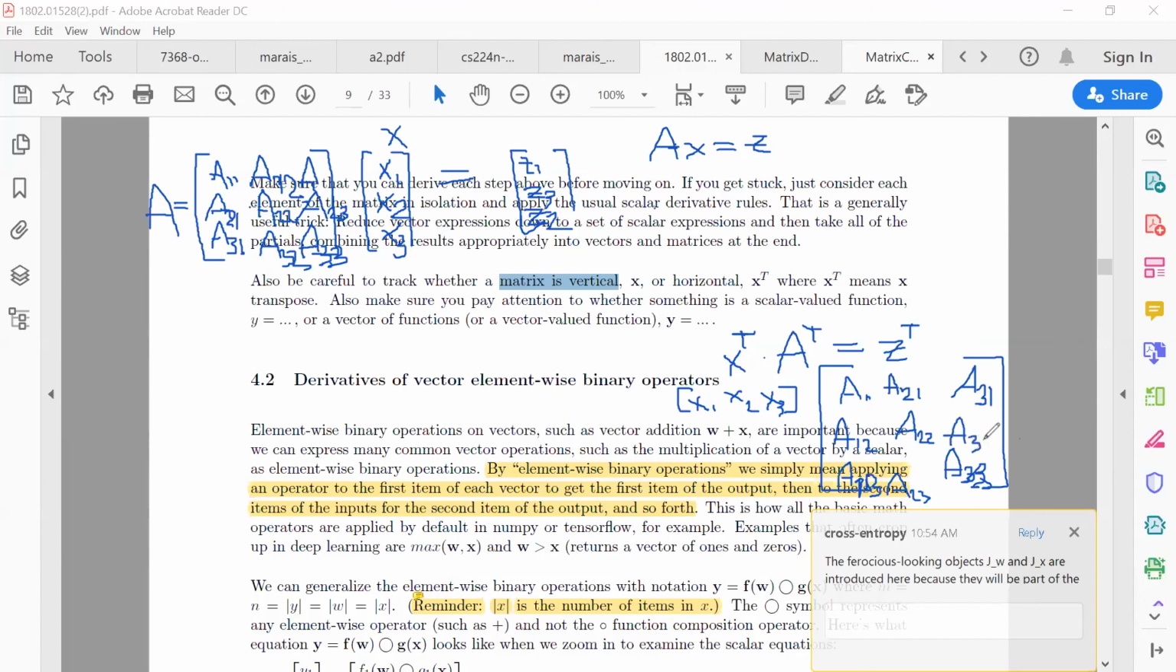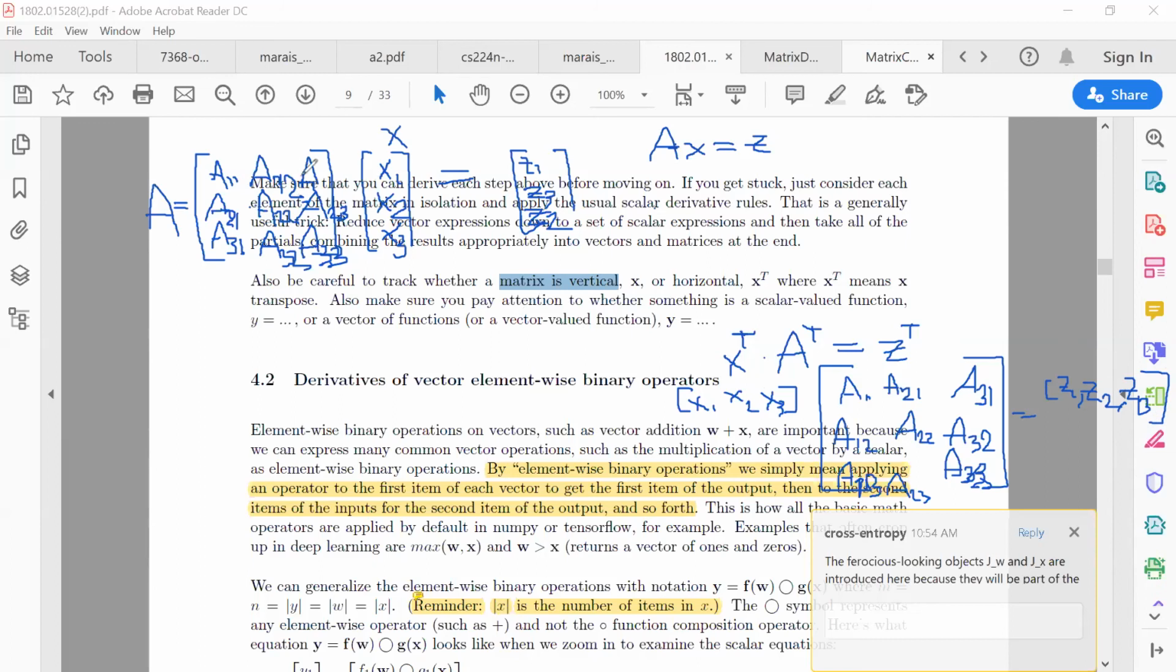Now, you should be able to convince yourself that X transpose A transpose does indeed give you Z transpose, which is going to be this horizontal vector. Remember, we had Z1, Z2, and Z3 in a vertical vector. That was Z. But Z transpose is Z1, Z2, and Z3 arranged horizontally, right? So you should be able to convince yourself that this gives you the same result.